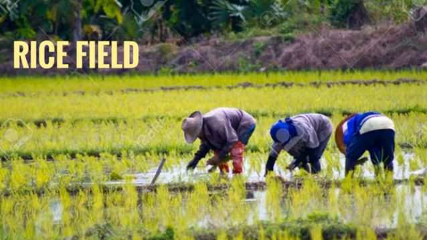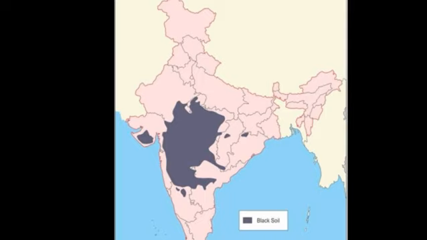Alluvial soil is found in most parts of India. It is found in Punjab, Uttar Pradesh, Bihar, West Bengal. Alluvial soil is good for rice, wheat, sugarcane, maize, pulses and jute. Among the 6 important types of soil, alluvial is the most fertile soil.